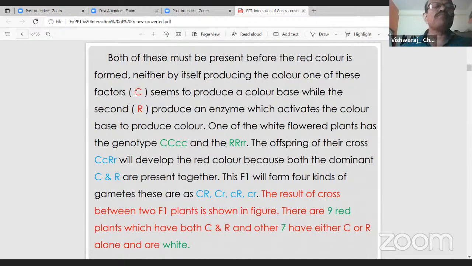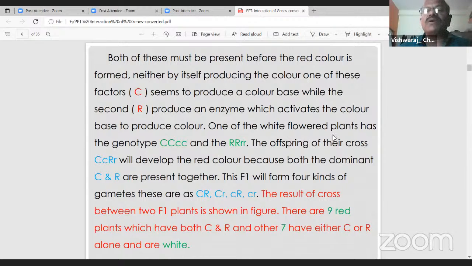Capital means dominant. When capital C is present in dominant form, it produces the color base, while the second, R, also dominant, produces an enzyme. This enzyme activates the color base, and due to capital R, color is produced.